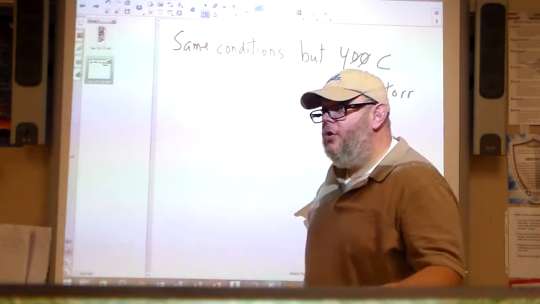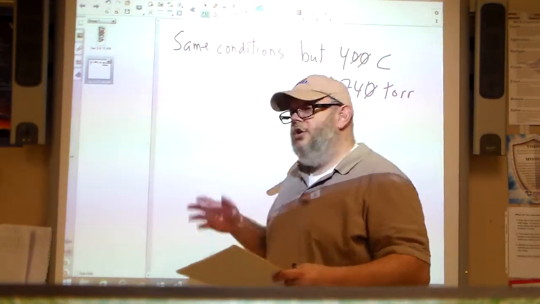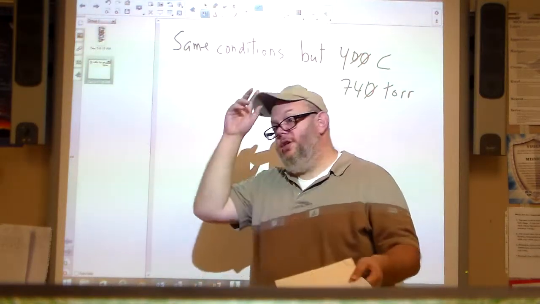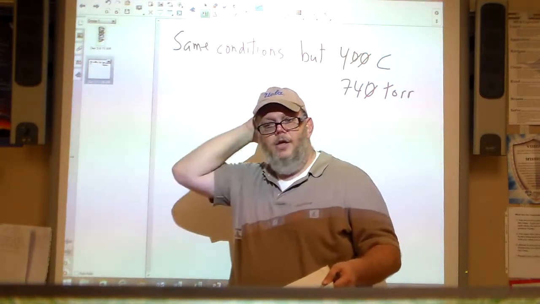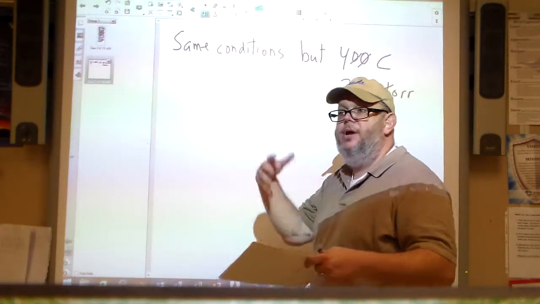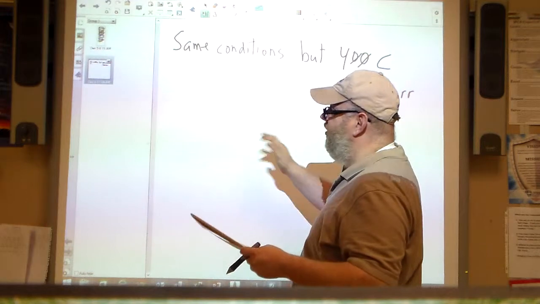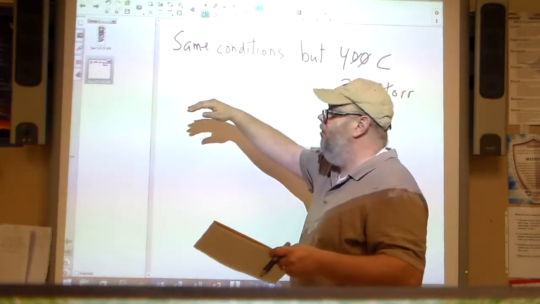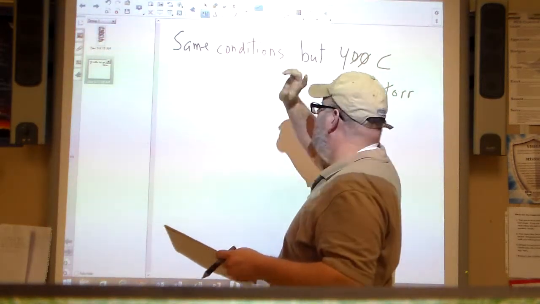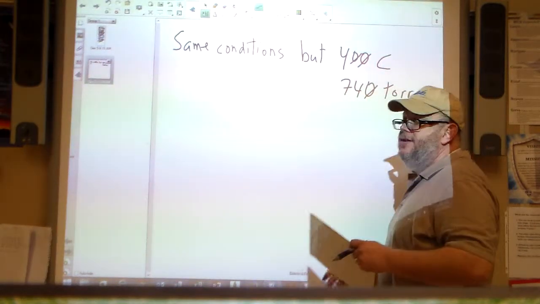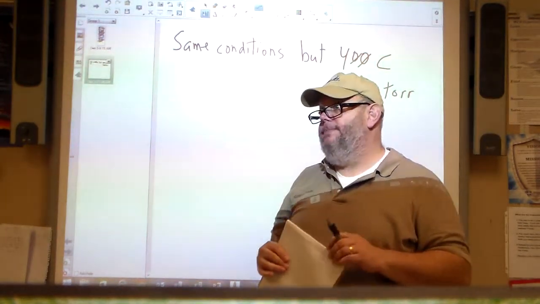Okay, now for our second part here. In our first part, we figured out the volume of the oxygen given the conditions we had when we ran that reaction of breaking up mercury(II) oxide. So now we're at the same idea, same reaction, same conditions, except the differences are we're going to have 400 degrees Celsius and 740 torr.